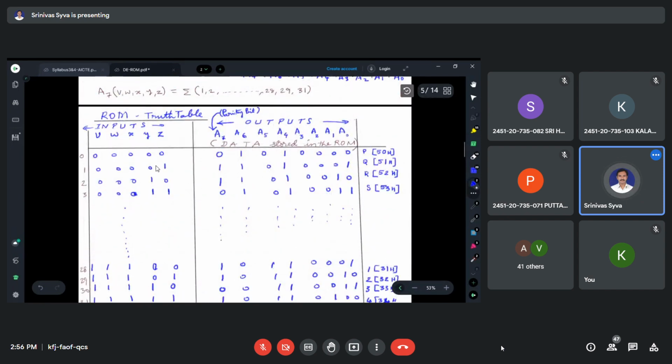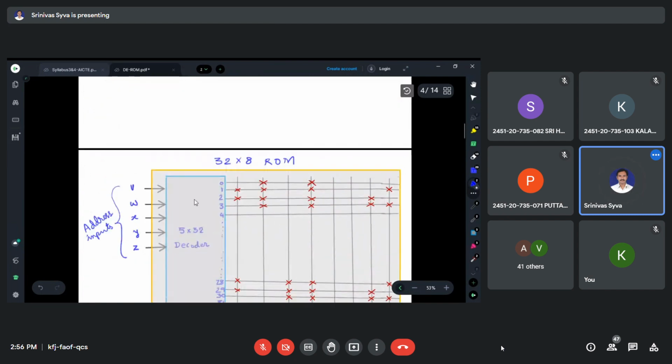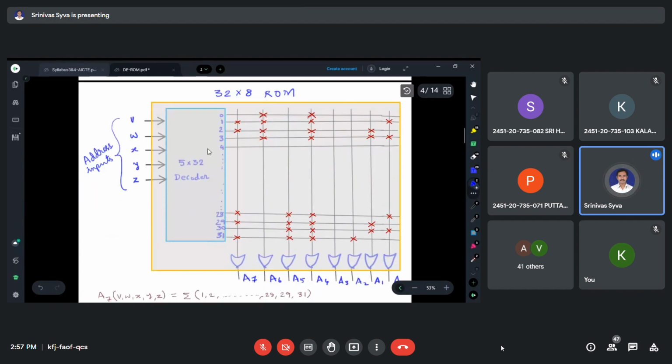Because there is a decoder, all the AND gates are there. So full min terms are generated here: 0, 1, 2, 3, 4, like this, so on, 28, 29, 30, 31. All these are min term numbers.